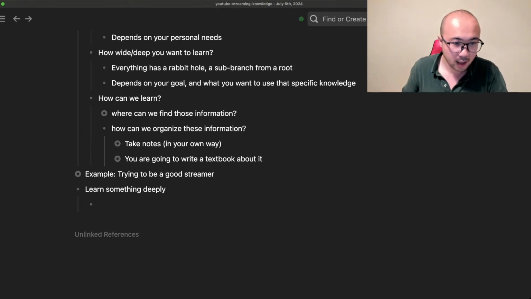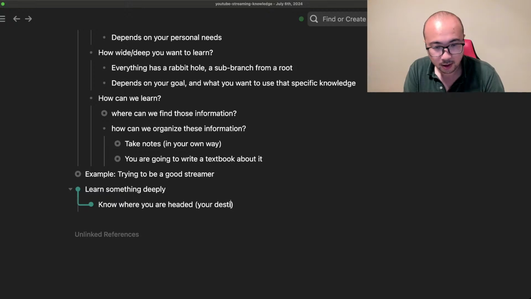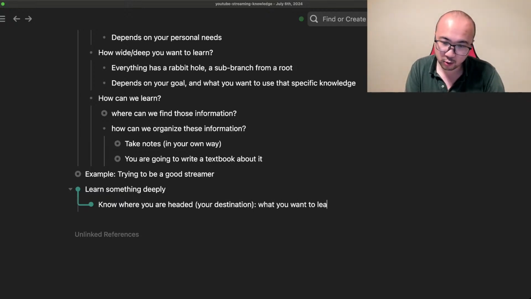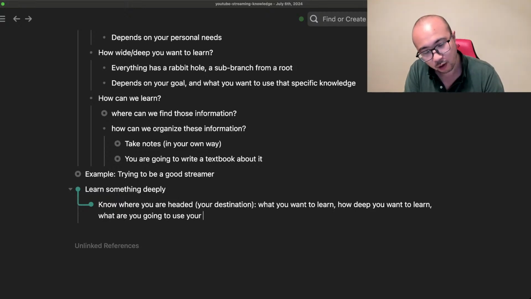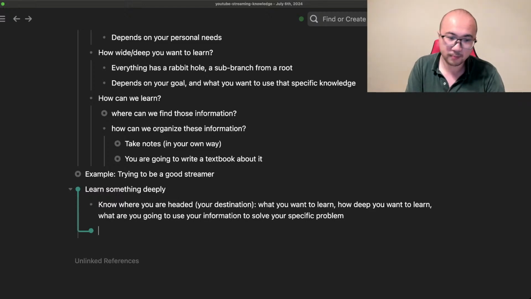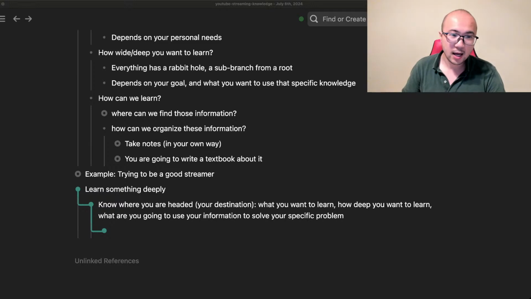If you really think about it, it can be like this. So, learn something deeply. First, you need to know where you are headed, your destination, and that usually means what you want to learn, how deep you want to learn, and what you are going to use your information to solve, your specific problem. That is one thing: know where you are headed.